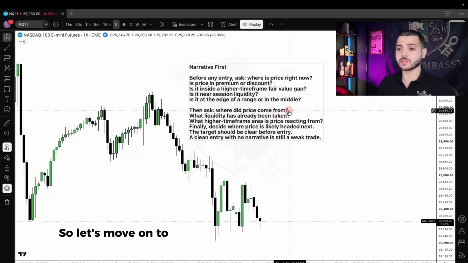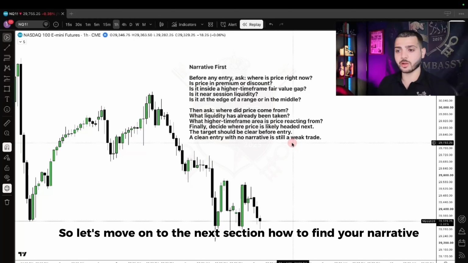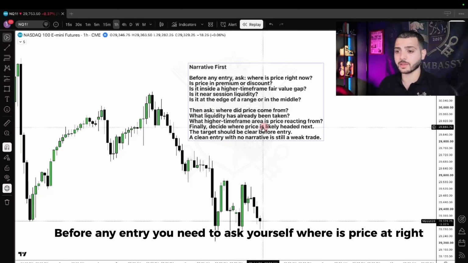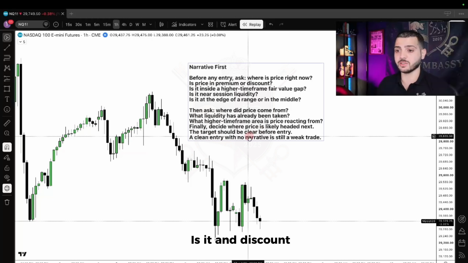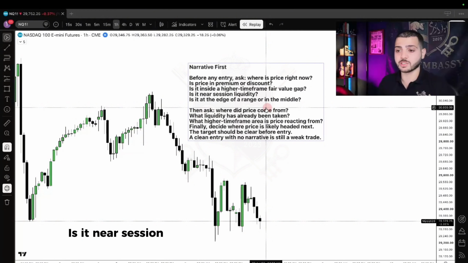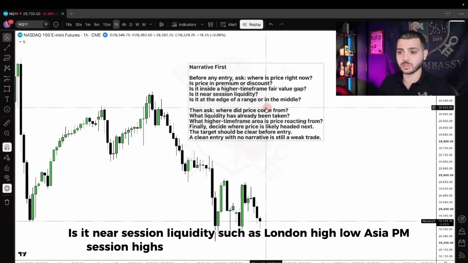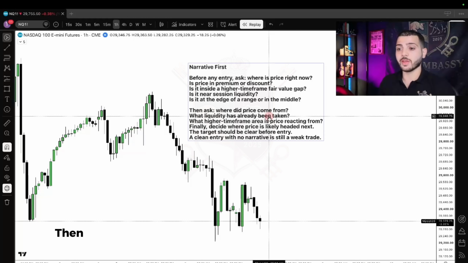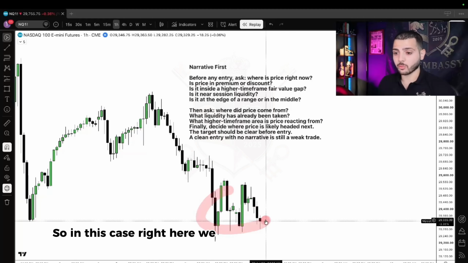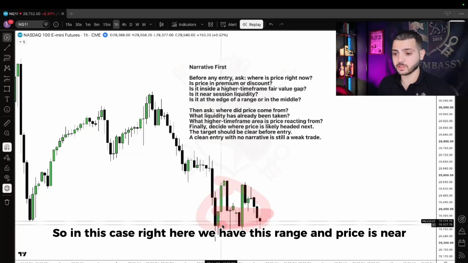So let's move on to the next section: how to find your narrative, how to find your bias. Before any entry, you need to ask yourself, where is price at right now? Is it in premium? Is it in discount? Is it inside of a higher time frame gap? Is it near session liquidity such as London high, low, Asia, PM session highs and lows, New York highs and lows? Then you also need to ask yourself, is it at the edge of a range or is it in the middle? In this case right here, we have this range and price is near the low of it.